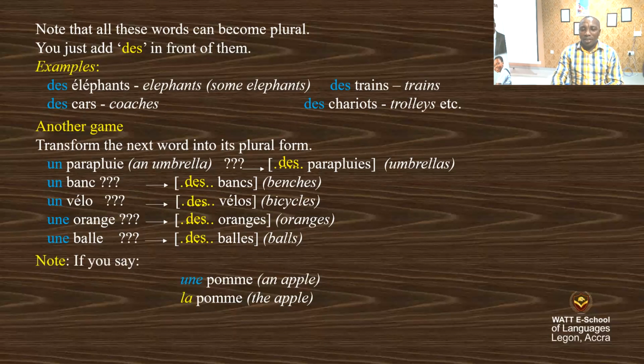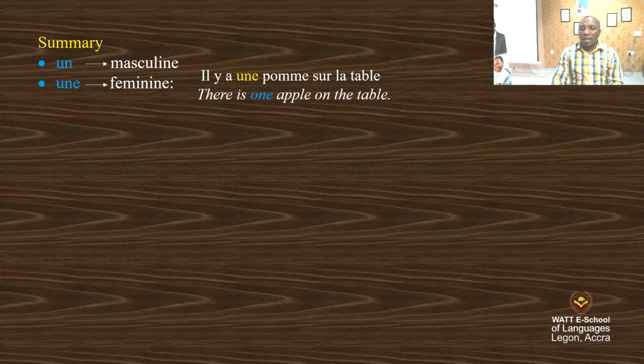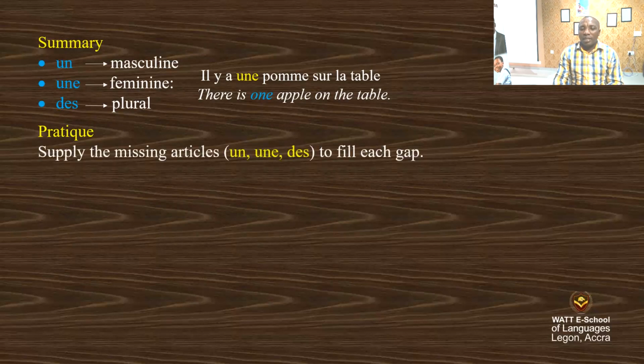Let's continue. In summary, we are going to have a summary of what we just studied. We say un is for masculine noun, une is for feminine noun. You can note this example. Il y a une pomme sur la table. There is one apple on the table. And des is for plural nouns. That's for the indefinite articles. Let's go and have an activity. We are practicing this. Supply the missing articles, un, une, des, to fill each gap.